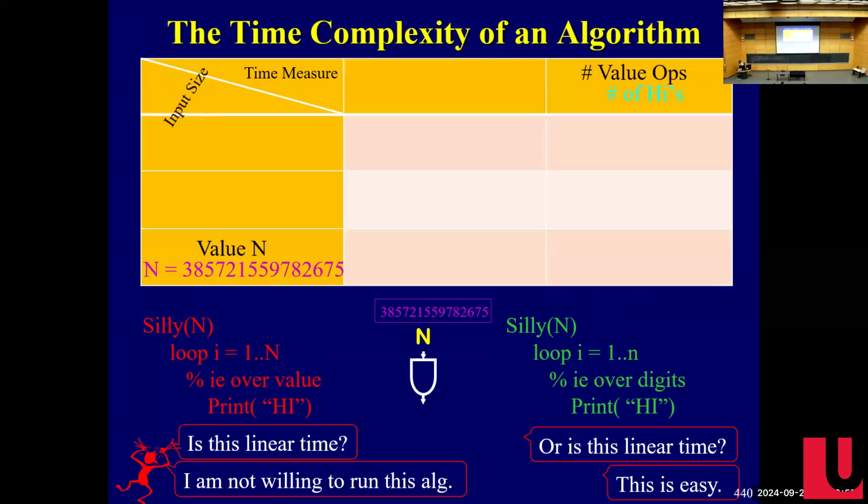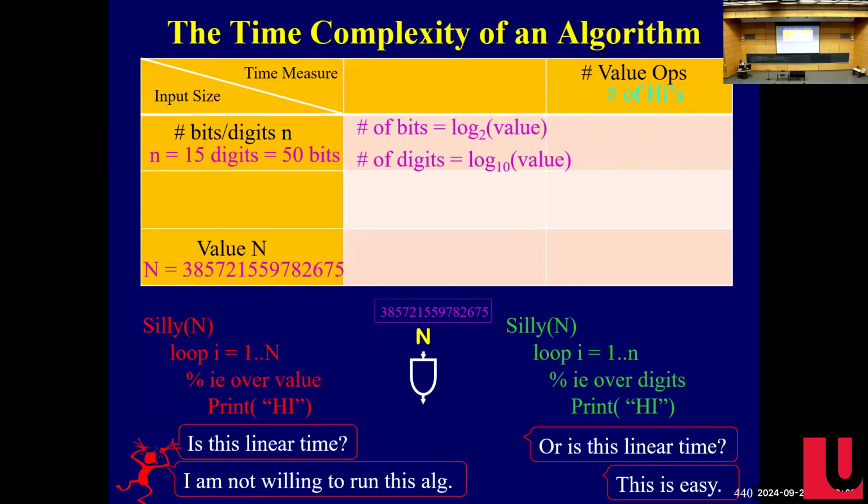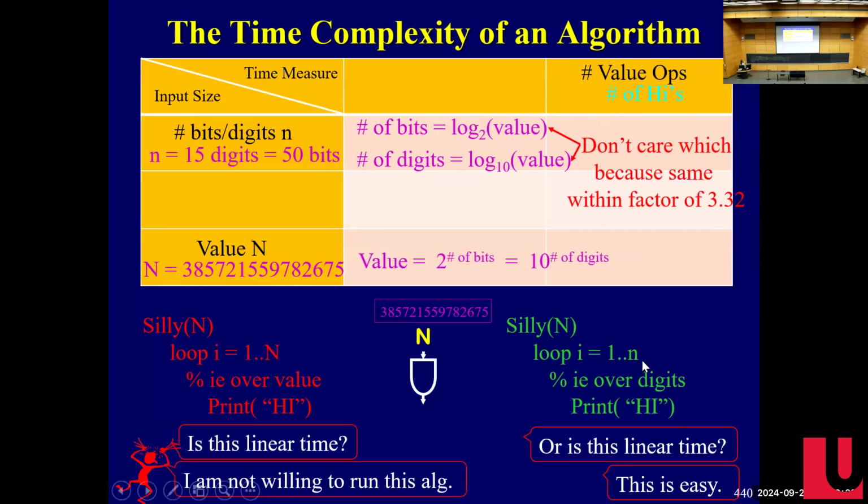So then what's our input size? The input size is either the number of digits or the number of bits, right? And if you compare those, one's the log of the value base 2 versus base 10. Those are within a factor of 3 of each other, so we don't care whether you do base 10 or base 2, right? Now, in the exponential, we can say the value is 2 to the number of bits or 10 to the number of digits. All right, well, there's a difference between 2 and 10 there. But again, they're both exponential, so we don't care, right?